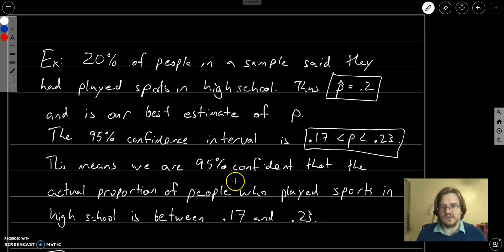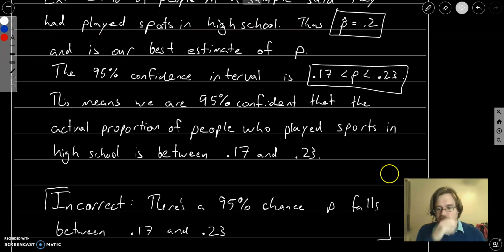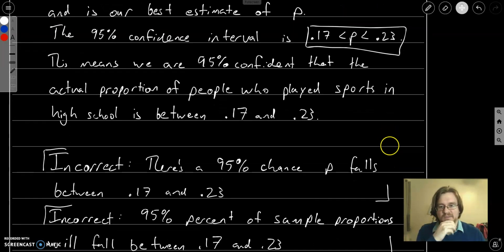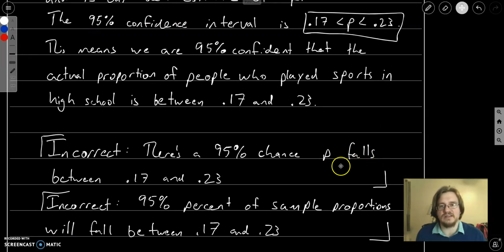There is a correct way to interpret the statement as well. So we are 95% confident that the actual proportion of people who played sports in high school is between these two numbers. I want to compare this to a couple other seemingly natural ways of phrasing this that are actually incorrect. So there's two incorrect ways that the book touches on in here.